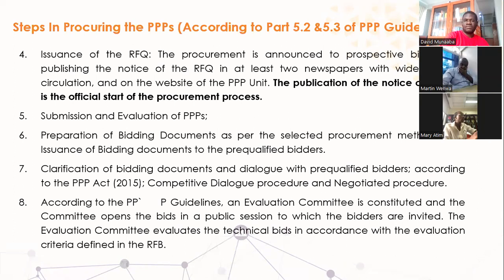The steps in procuring the PPPs according to the PPP guidelines, parts 5.2 and 5.3. One is the issuance of the RFQs. The procurement is announced to prospective bidders by publishing the notice of the request for bids in at least 2 newspapers with wide national circulation, and also posted on the PPP unit website.